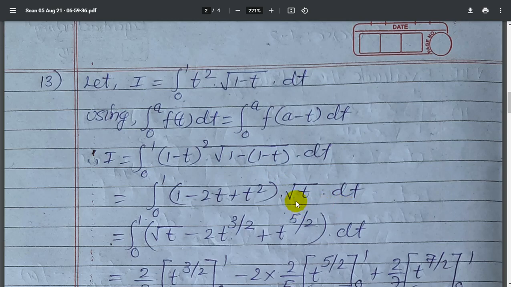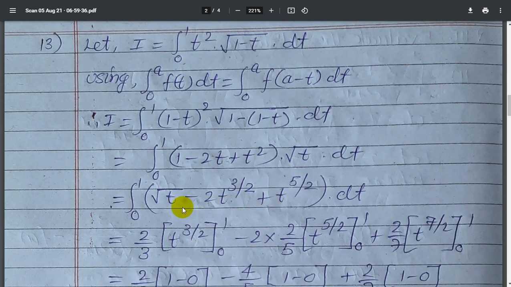Now multiplying by root t in all these three terms, we get I equals integral of 0 to 1, it is 1 into root of t, that is root t, minus 2t into root t, that is 2 into t raised to 3 upon 2, plus t raised to 5 upon 2, into dt.